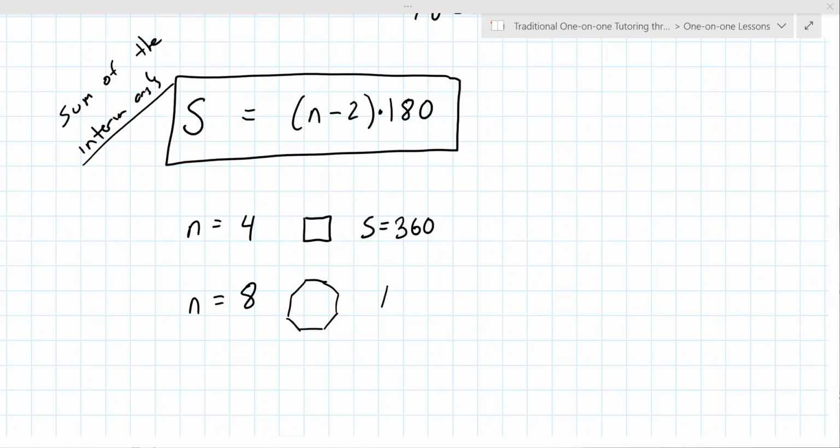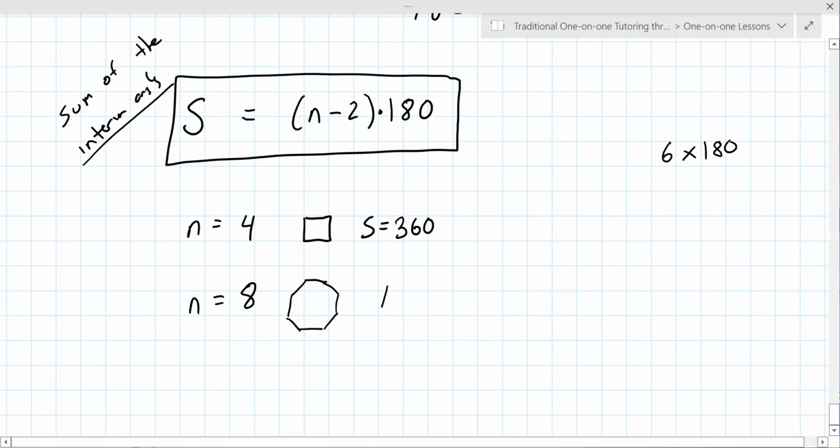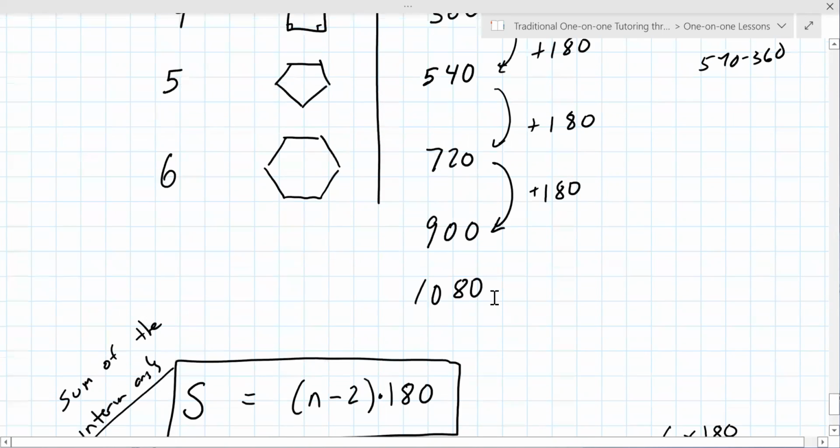I just want you to multiply 6 times 180 for me. That's all. I'm not trying to make this any more complicated. It's 1080. Let's see, 1080, right? Yeah. Okay, good. And that's what we would have gotten here if we had kept going on this table.